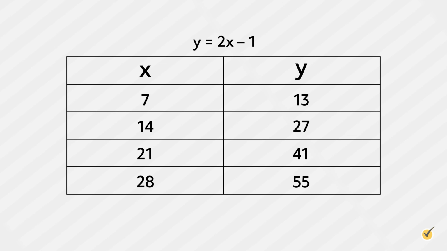Let's try one more example, this time using a table for the function y equals 2x minus 1. What would be our domain and range given this table? Our domain would be 7, 14, 21, and 28, and our range would be 13, 27, 41, and 55. If we wanted the domain and range for the whole function, we would consider what numbers we can plug in for x and what corresponding y values we would get. Well, we can plug in any number for x, and it is a linear function, so we can get any number for y. Therefore, the domain and range of this function is all real numbers.